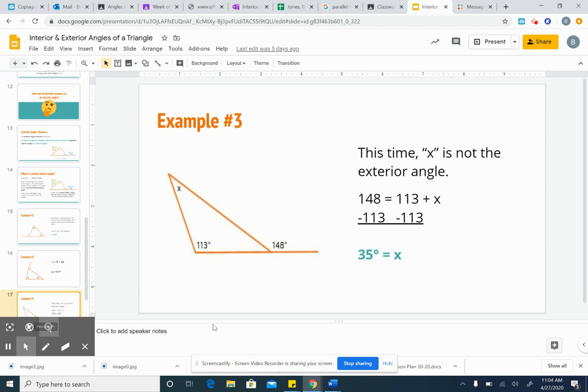Let's look at another example. This time, X is not the exterior angle, so be careful. So what happens is we're given that the exterior angle is 148 degrees. We know that the interior remote angle is 113, but we don't know the other one. It's okay, we can use algebra. Still set up your equation, except this time we know what's on the other side of the equal sign is 148. Okay, now it equals 113 plus the missing angle. Remove your 113 from the right, subtract it from the left, and now you'll get 35 is that missing interior angle.